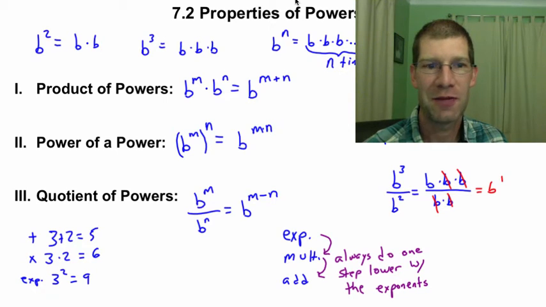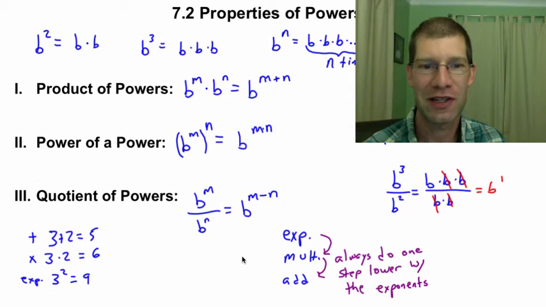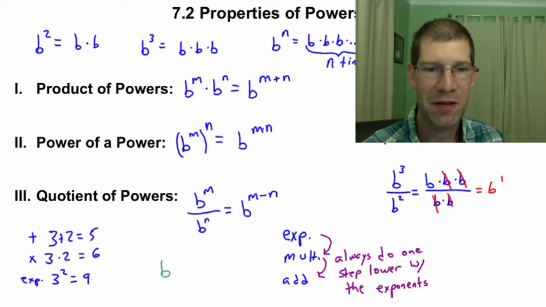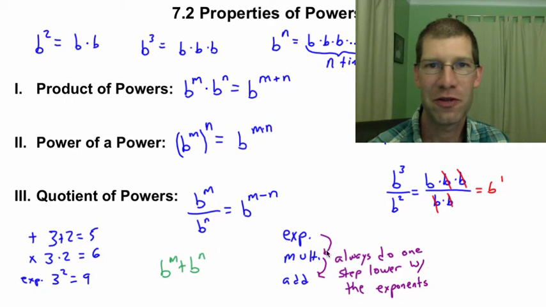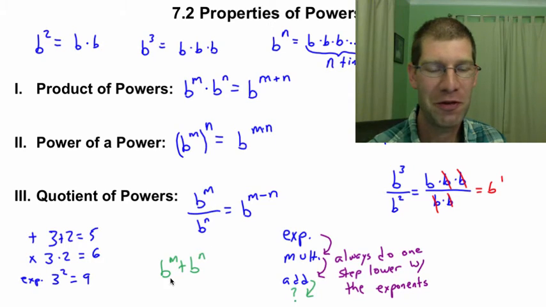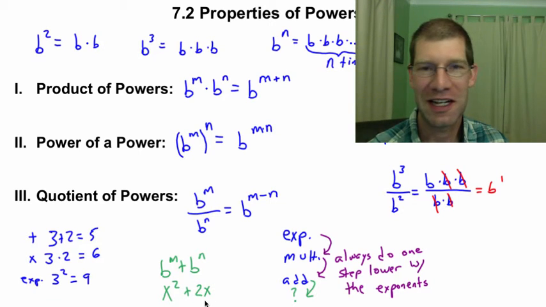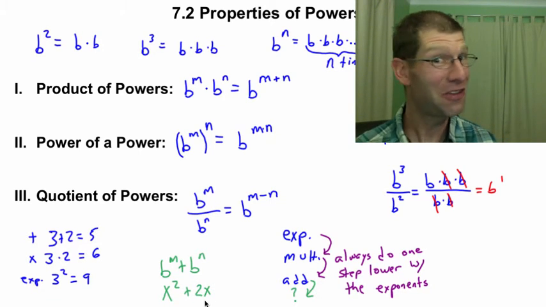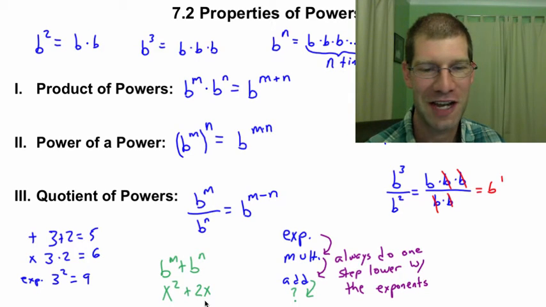One other place where this comes in handy, it doesn't really fit one of the properties in this section, but sometimes people have something like b to the m plus b to the n, and they'll try to combine those in various ways. Well, this is addition. You always do one step lower with the exponent. There's really nothing there; you can't combine those. If you stop and think about it, that's like having x squared plus 2x. When you see it like that, you can't say 3x to the third or 3x squared. You just can't combine them.